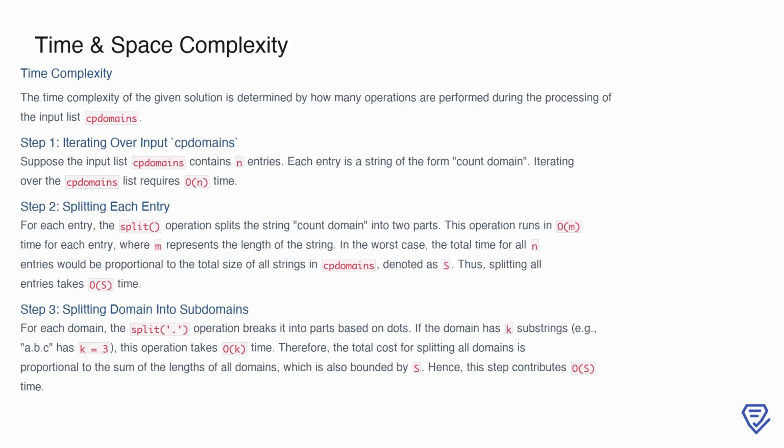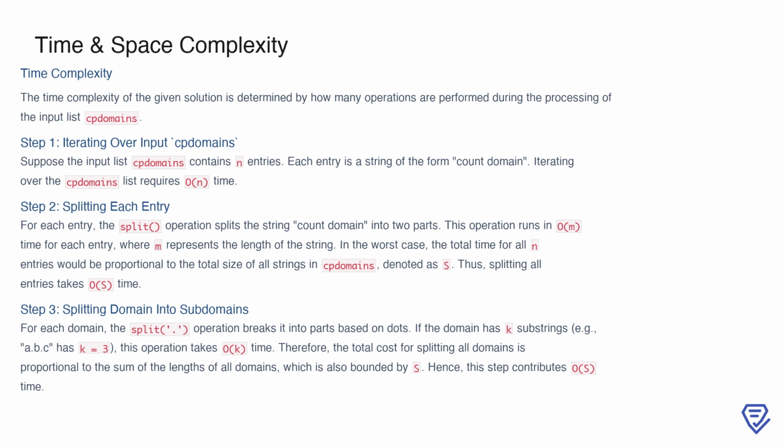The time complexity of our solution depends on the operations we perform on the input list domains. First, we iterate through the list, which has n entries, each formatted as a string like count domain. This initial iteration requires O(n) time. Next, for each string, we use the split operation to separate it into two parts, the count and the domain. If the length of a string is m, this operation takes O(m) time. Across all entries, the total time for splitting is proportional to the combined size of all strings in the list, which we denote as S.